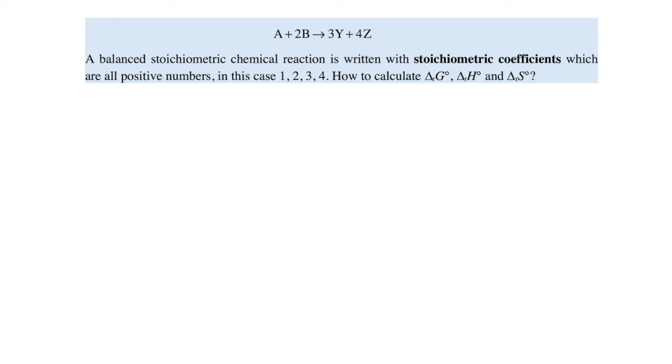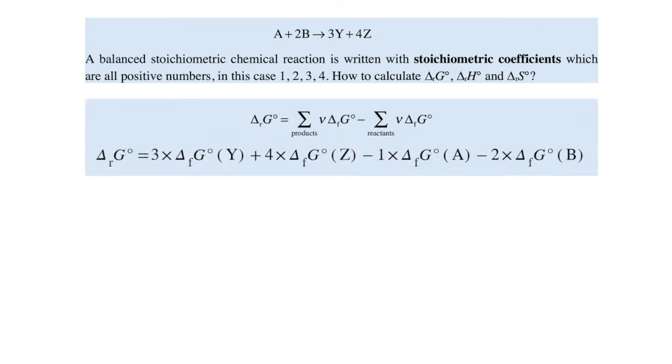Now, take a look at some arbitrary balanced chemical reaction. A plus 2B goes to 3Y plus 4Z in this example. And we can balance a reaction by using stoichiometric coefficients, stoichiometric coefficients of 1, 2, 3, and 4 in this case. Now, how do we use a balanced chemical reaction to help us calculate delta G, delta H, and delta S for that reaction? We're going to do a sum that includes these delta G of formation values.